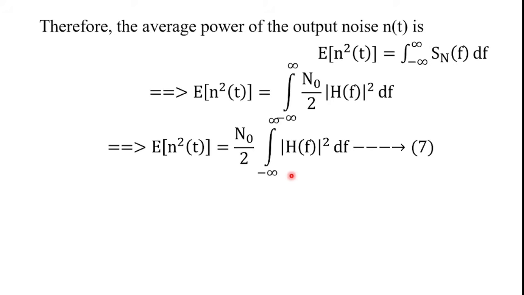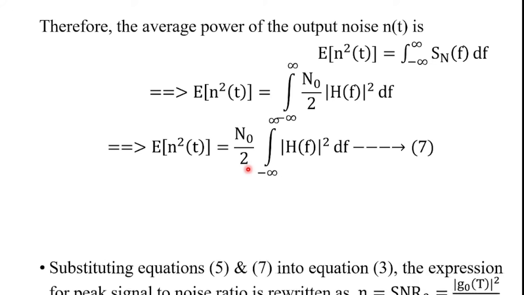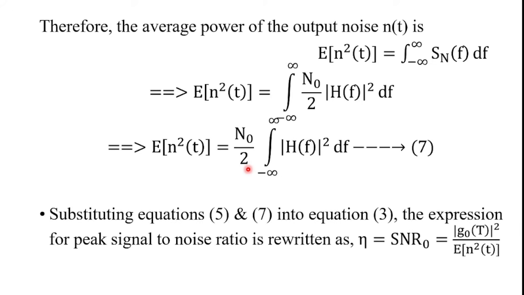Now substitute the expectation of n square of t value and the magnitude of g naught of capital T whole square value, the magnitude of g naught of t square value, into equation number 3. And what is equation number 3? Equation number 3 is the peak signal to noise ratio, that is, the peak signal to noise ratio eta is equal to the magnitude of g naught of t whole square by the expectation of n square of t. This is equation number 3.